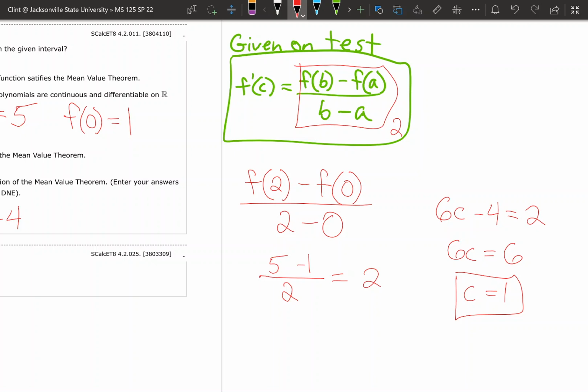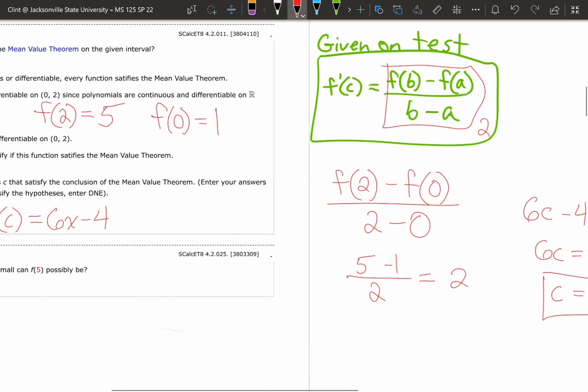I'll give you this part. You just need to be able to find the derivative and then just change it to c instead of x. And then just be able to plug in to figure out this side and solve. Questions on that one? Kind of had a lot going on in that one. You know, if you're given the theorem, it's not too bad.